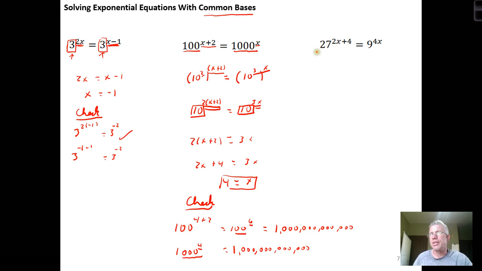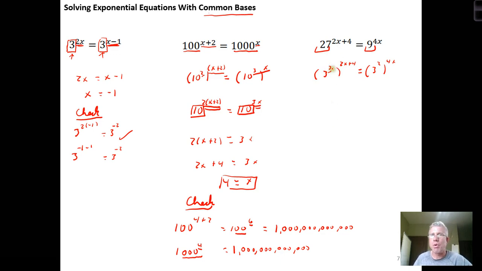So, final example for common bases. Here we have an exponential expression on the left-hand side and an exponential expression on the right-hand side. The bases clearly don't match. However, 9, which is being raised to the 4x power, can be rewritten as 3 squared, and 27, which is being raised to the 2x plus 4 power, can be rewritten as 3 cubed.